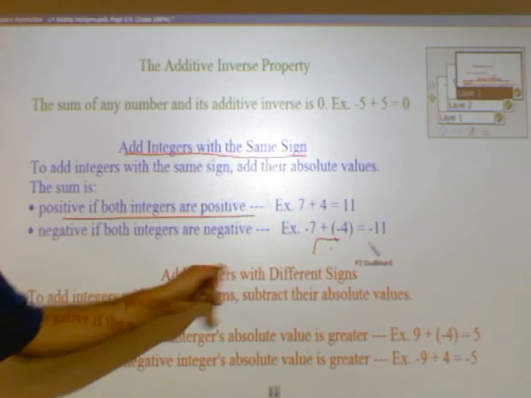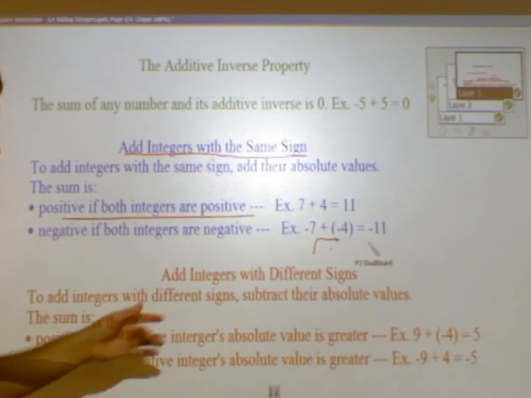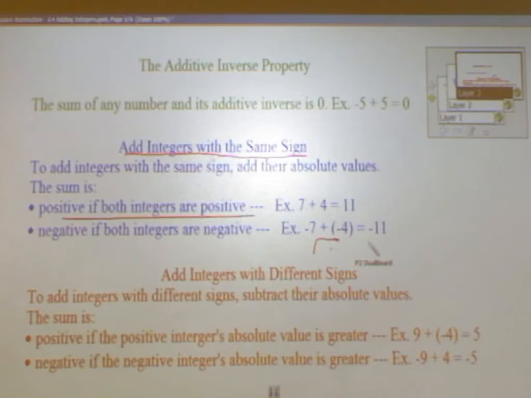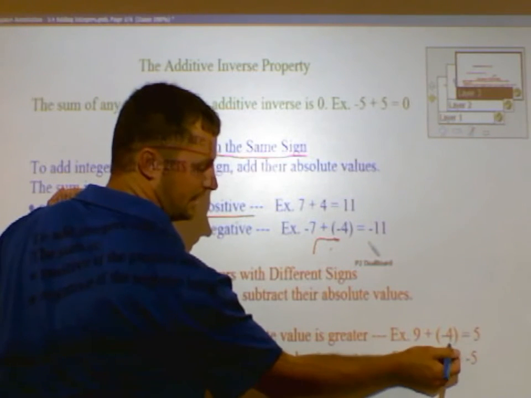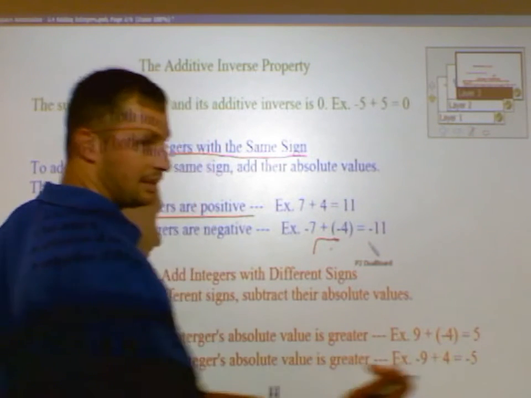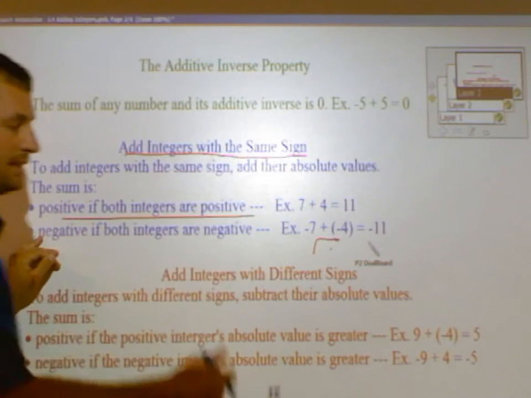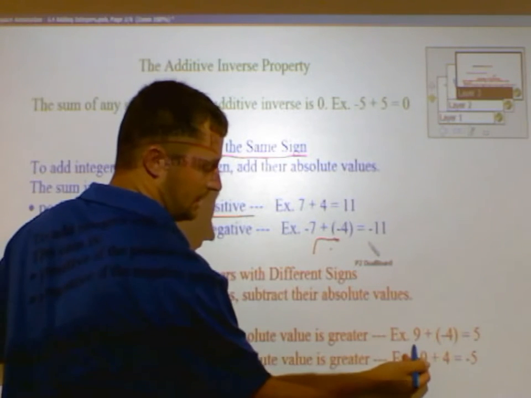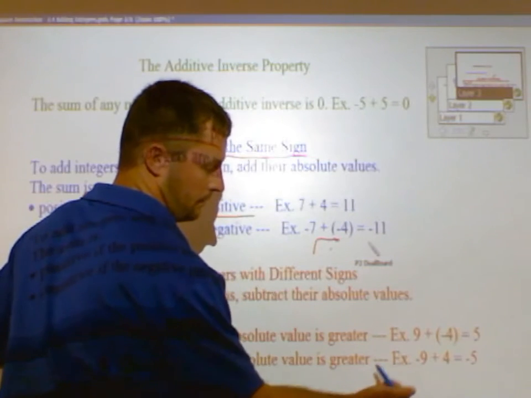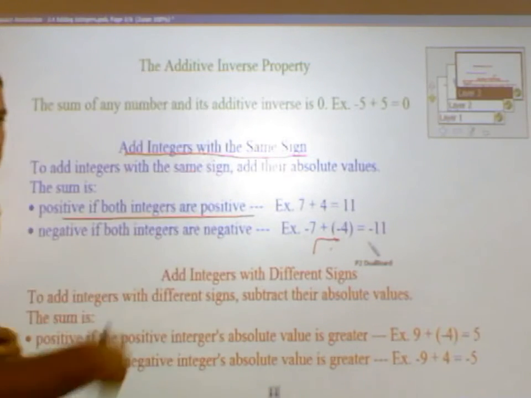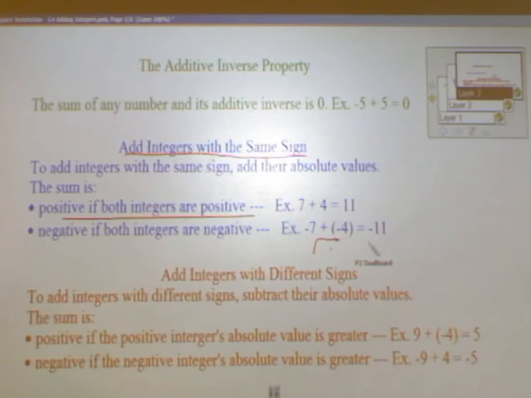When you have integers of different signs, subtract their absolute values. The answer takes the sign of the integer whose absolute value is greater. Whichever one is bigger, that's what your answer is going to be. For example, here I have a positive 9, but then I'm adding negative 4 to it. I'm taking away with that negative 4, so what I'm going to end up doing is subtracting. 9 minus 4 gives me 5. I had 9 positives, I added 4 negatives.